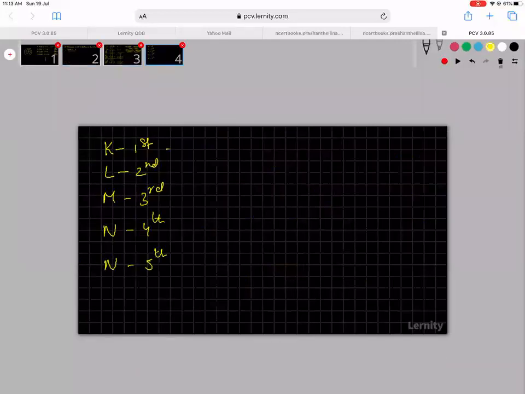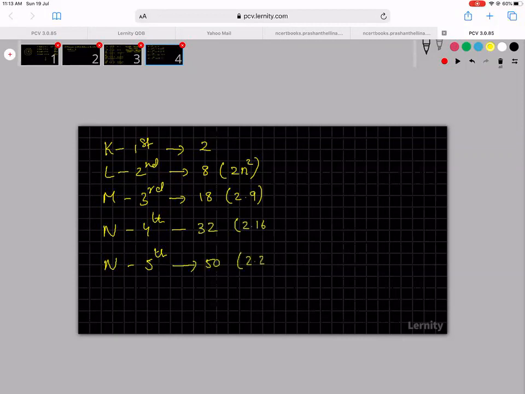Okay. First shell will have a maximum of 2 electrons. Second shell will have a maximum of 8 electrons. How did I get this? I get this by the 2n square rule. Third shell will have 18 electrons, that is 2 into 9. Fourth shell will have 32 electrons, that is 2 into 16. Fifth shell will have 50 electrons, that is 2 into 25. This is the maximum number that is ever possible. It can never be more than this.